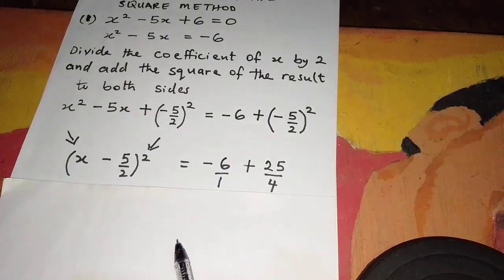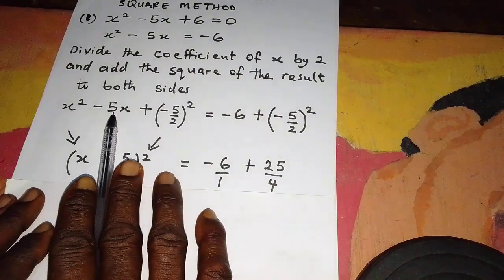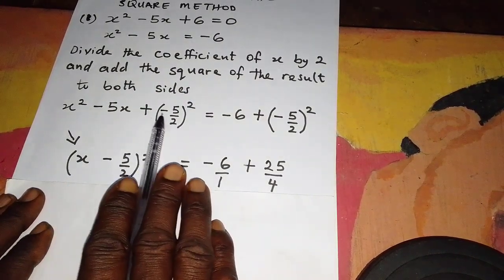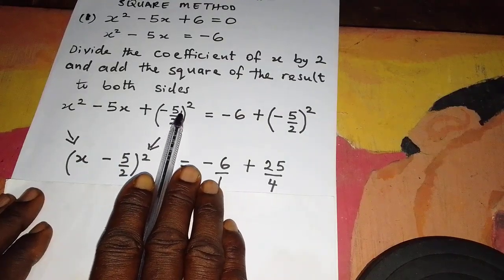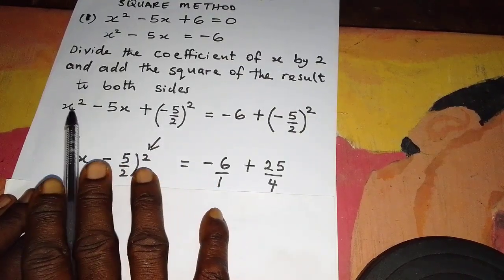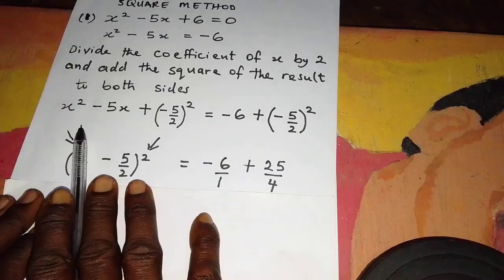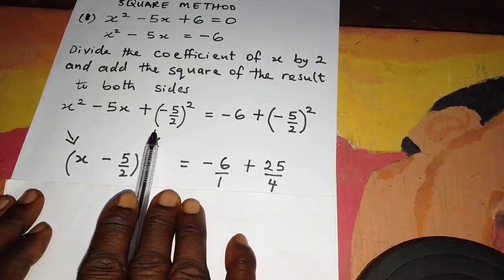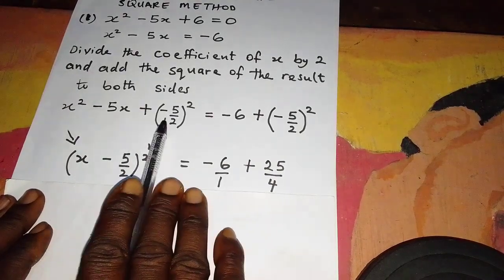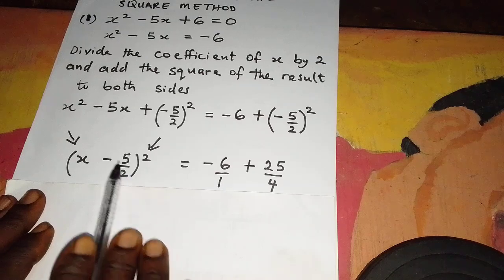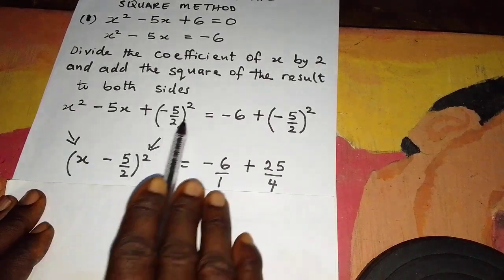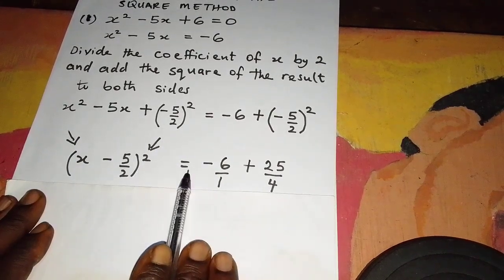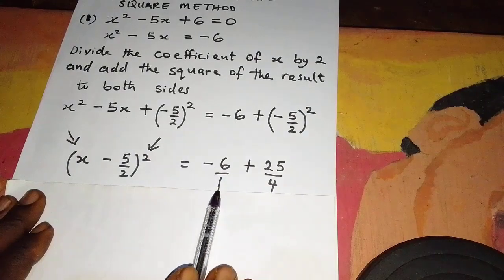So it shows that by dividing the coefficient of x by 2 and adding the square, you have made this part a perfect square. So now after making it a perfect square, you have x minus 5 over 2 squared is equal to, this side is minus 6.